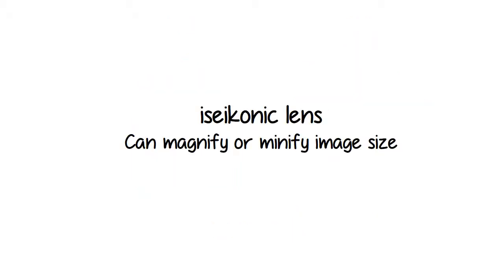Aniseikonia can be corrected with special lenses called isoconic lenses. They can magnify or minify the image size so that the images can be made a little bit more uniform. They're very rare nowadays, though, because there's so many other options: contact lenses, refractive surgeries.